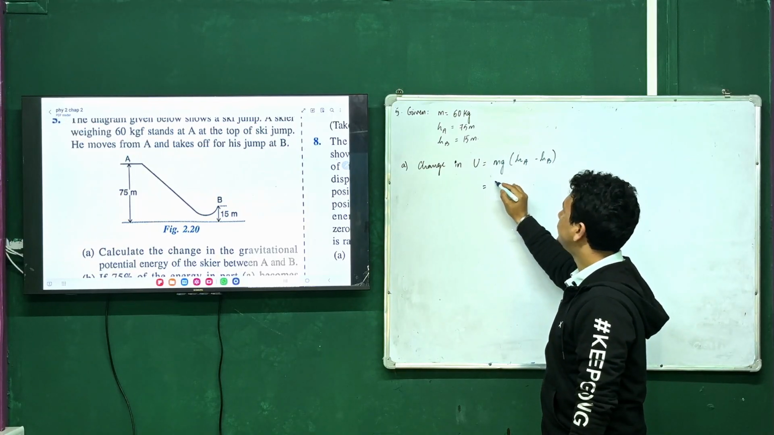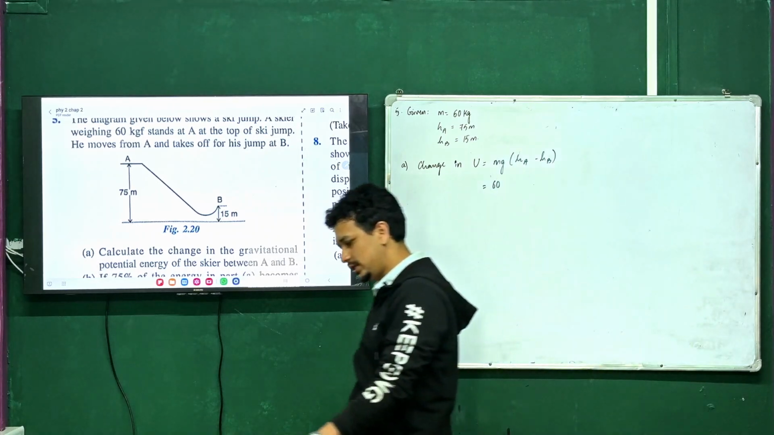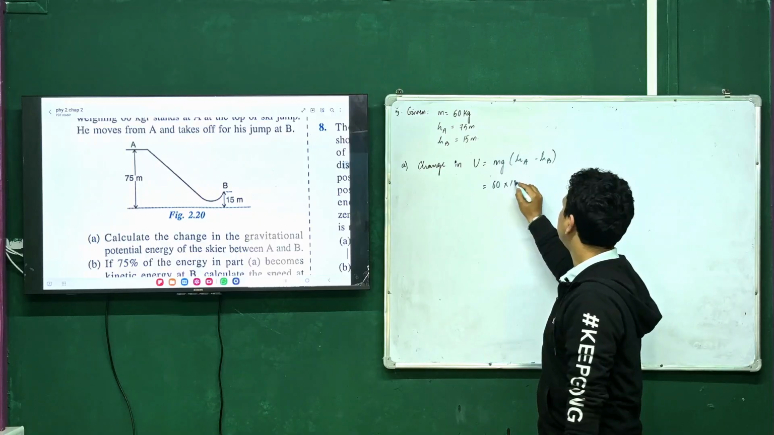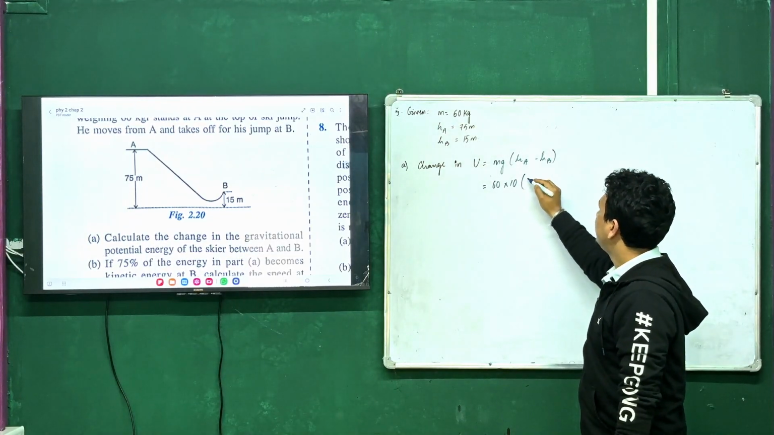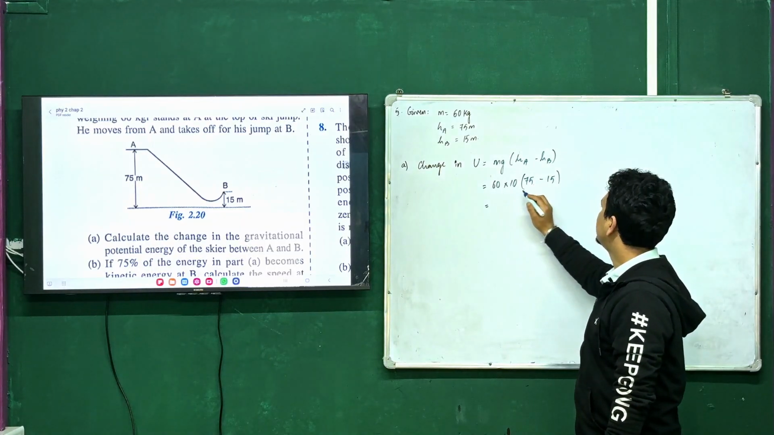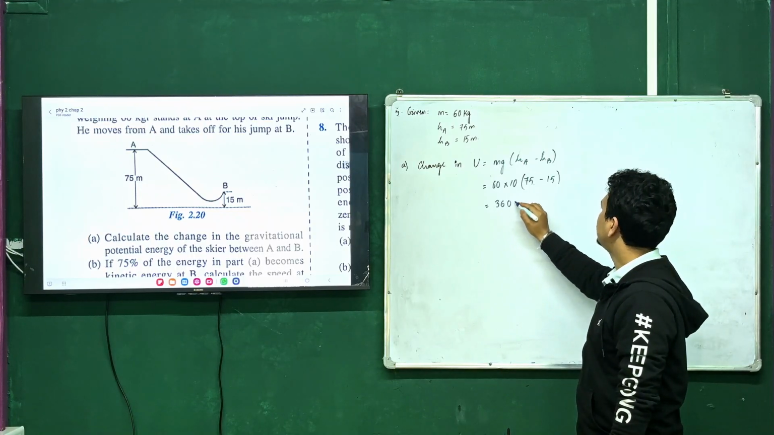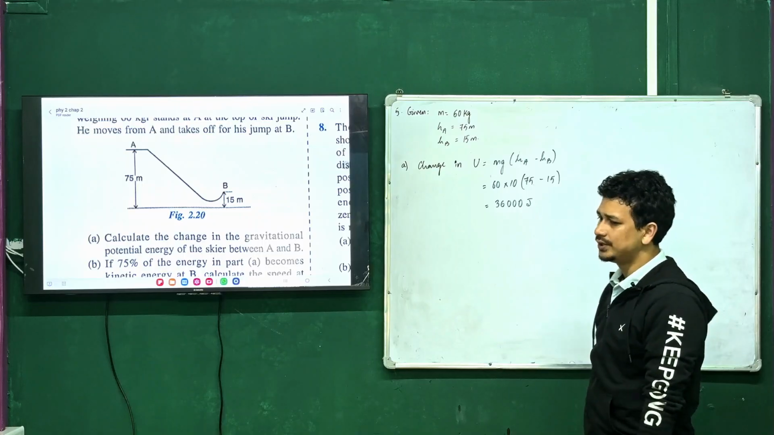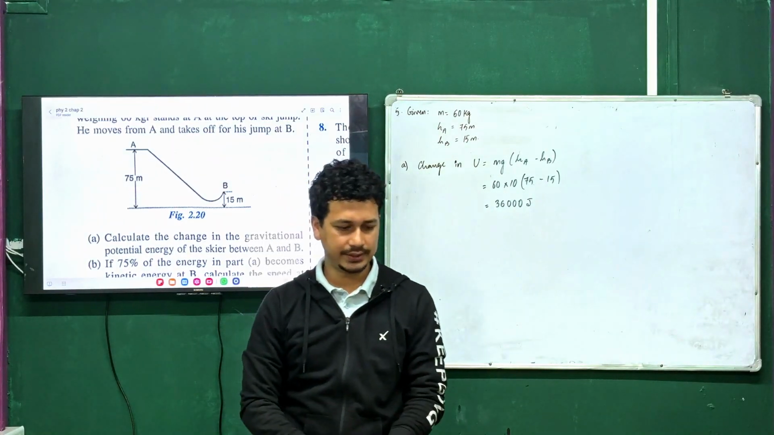Then m is given to be 60 kg. Yeah, thank you. G? Did they mention G? Yeah, G is 10. You're lucky if they mention it to be 10. If boards did not mention, what we'll do? 9.8. Good question. HA is 75 minus 15. So 60 into, from here we'll get 6 sixes are 36. 0, 0, and 0. So 36,000 joules is the change in gravitational potential energy.